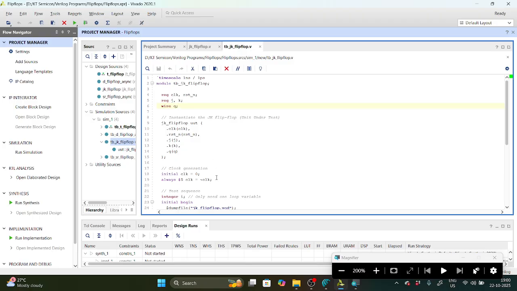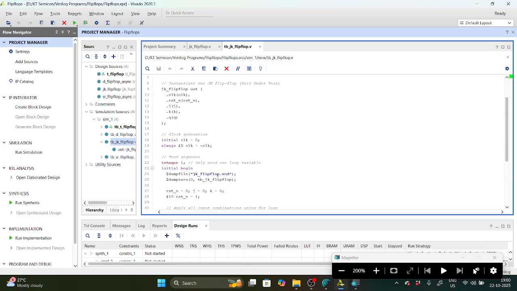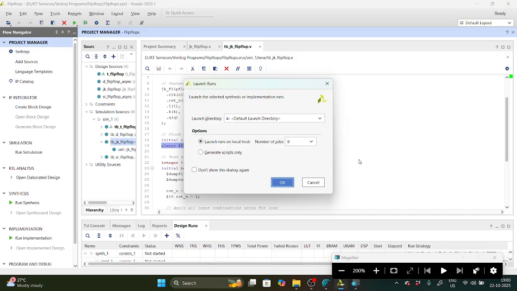And I need to generate the clock. So for generation of clock, first you need to initialize the clock to 0. Always #5 clock equal to not of clock. I am generating a clock with a time period of 10 time units. So I am generating clock equal to not of clock.